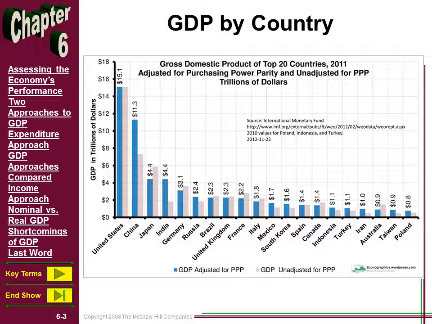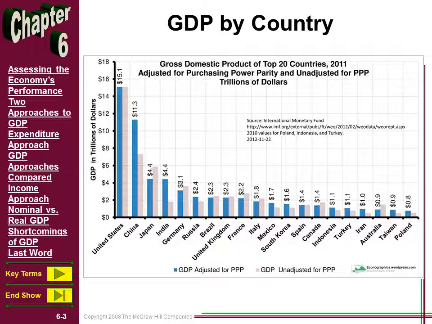China produced 7.7, but if we take purchasing power parity into consideration, China is not really that far behind the United States anymore, at only $11.3 trillion worth of goods and services. Now it's interesting though, Japan actually loses ground when you take into consideration purchasing power parity.